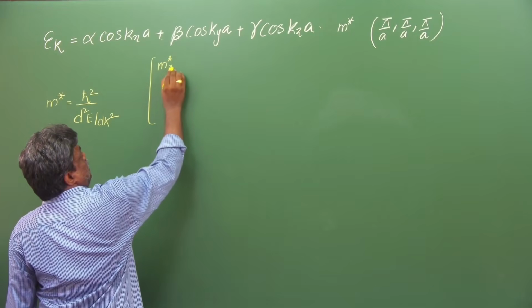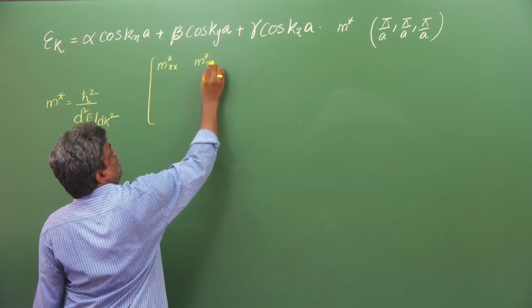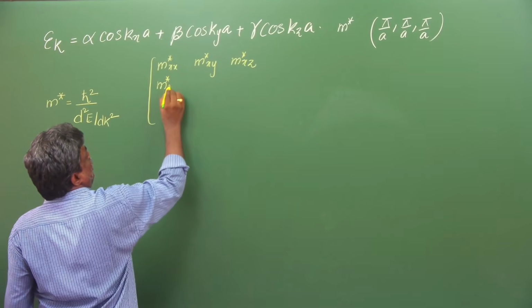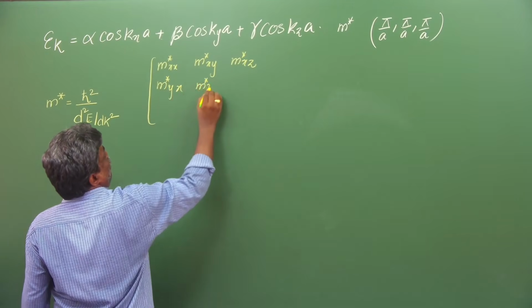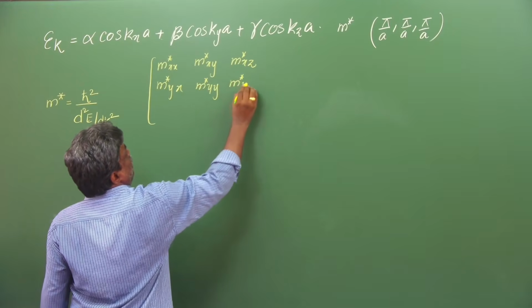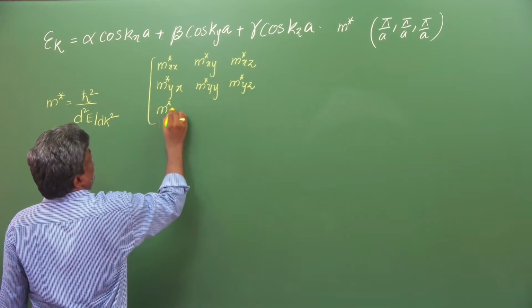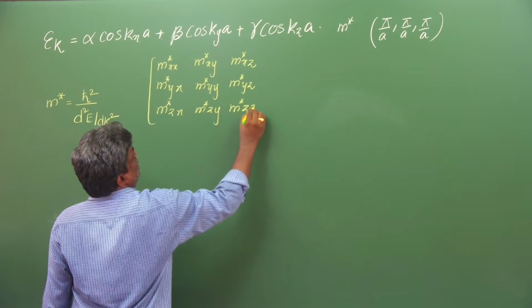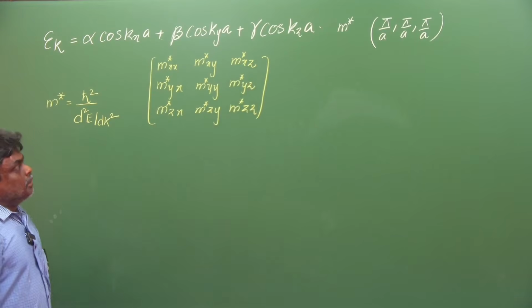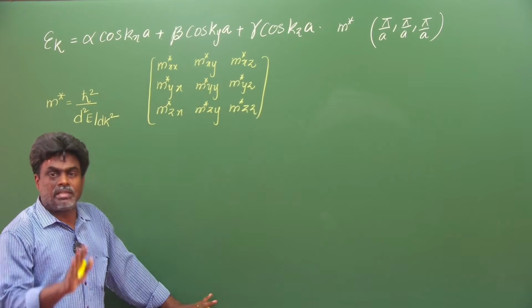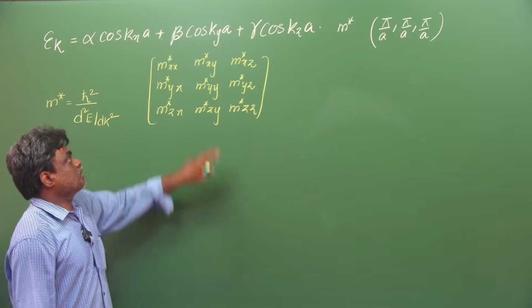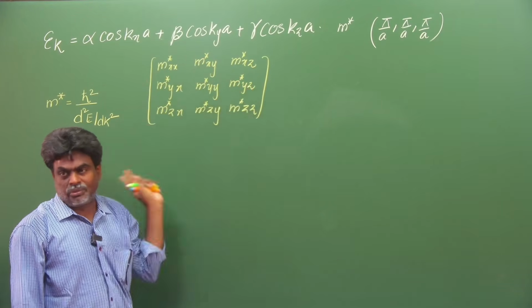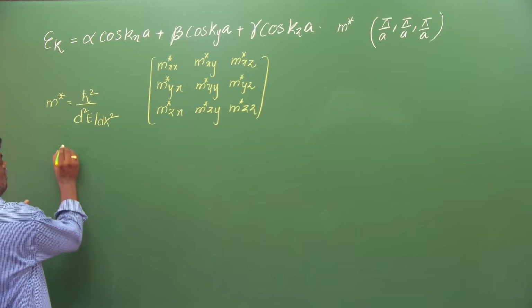M star xx, m star xy, m star xz. Similarly, m star yx, m star yy, m star yz. This is m star zx, m star zy, m star zz. Let us find one by one. Once you find the diagonals, you will get the same answer for all the terms. Next, once you find m star xy, no need to find this. M star yz, no need to find another one. Understand? I will explain one.